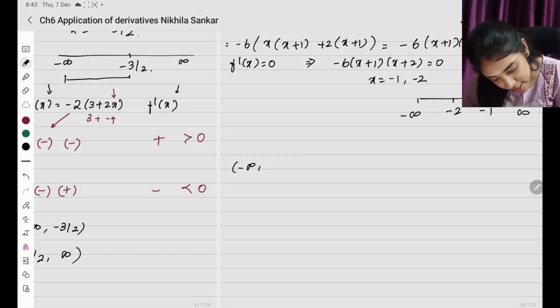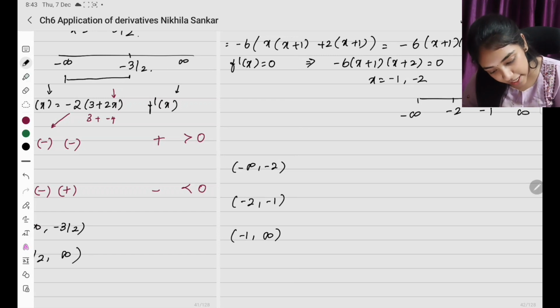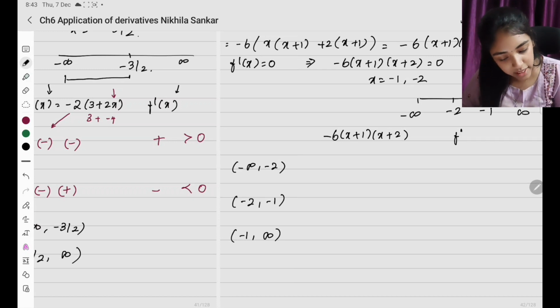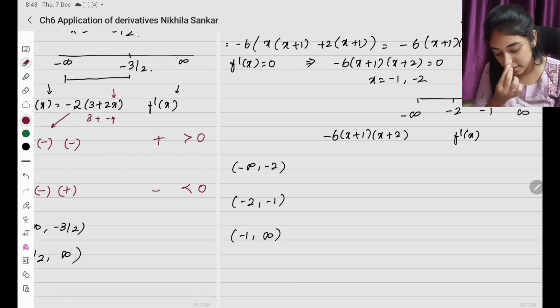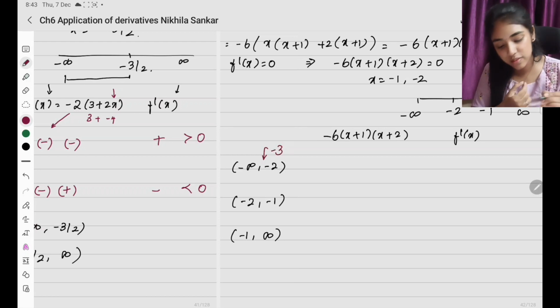So what are my intervals going to be? I have minus infinity to minus 2, then minus 2 to minus 1, minus 1 to infinity. And my f dash of x is going to be minus 6 times x plus 1 times x plus 2. And I need to find out whether it's increasing or decreasing. Okay. Now first interval, minus infinity to minus 2, I can substitute the value minus 3.